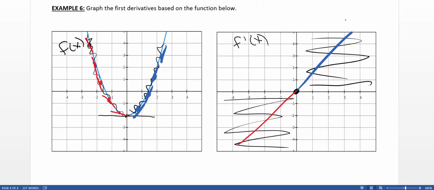If I wanted to be more precise about it, I could extend my tangent lines, find 2 points that they cross through, and get the exact number. But for now, I'm still getting comfortable with the general pictures. Let's take a look at another one.